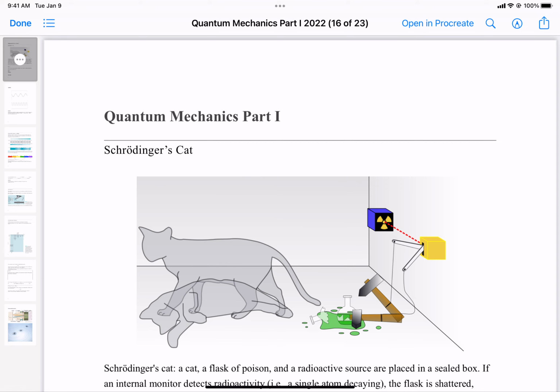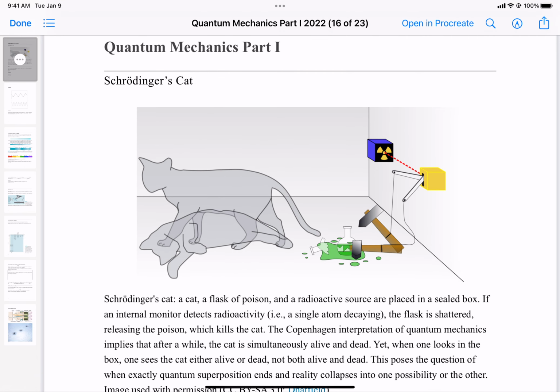But if you work hard and put your best effort in, you can do it. Anyone could understand quantum mechanics, but it's a very tricky subject, I would say, and it's difficult to teach as well. Okay, so Schrodinger's cat.